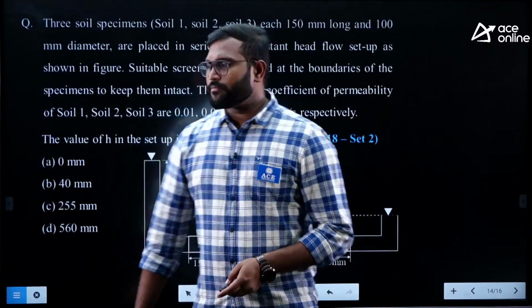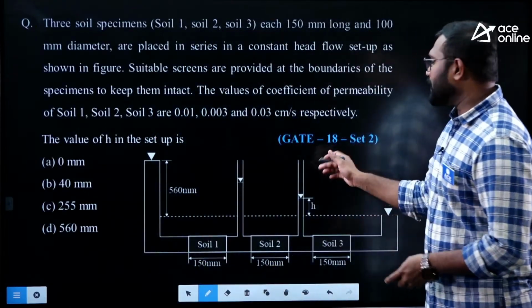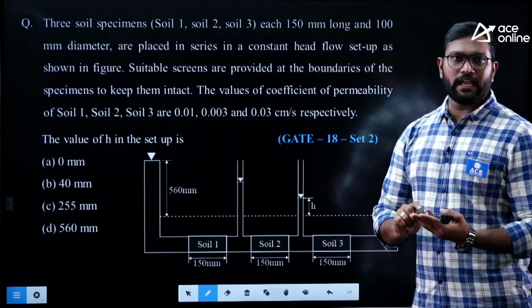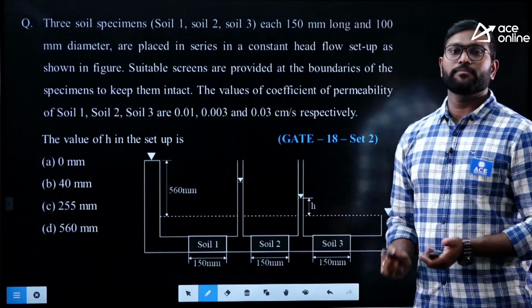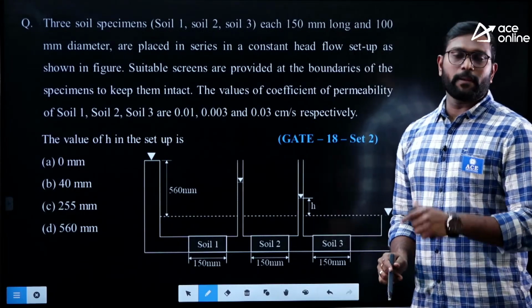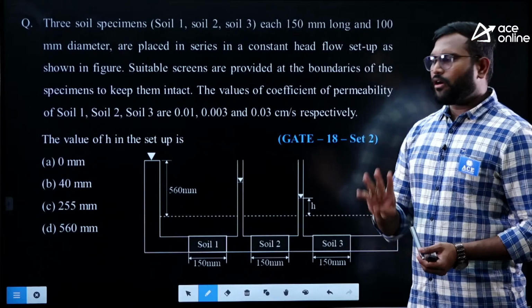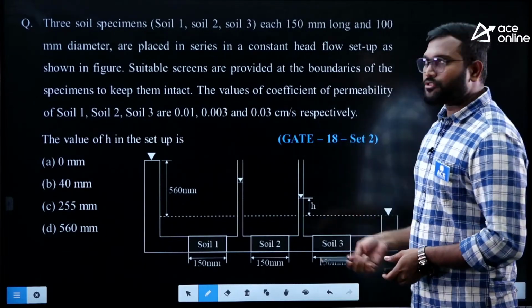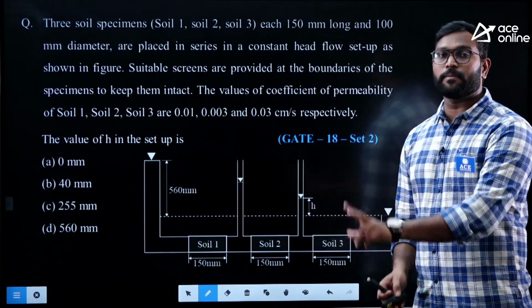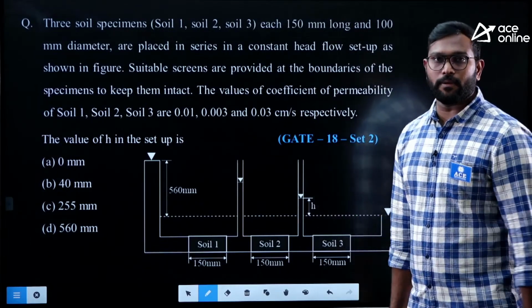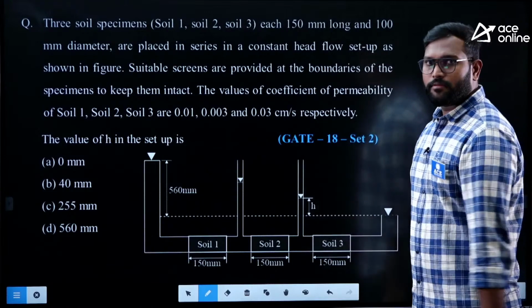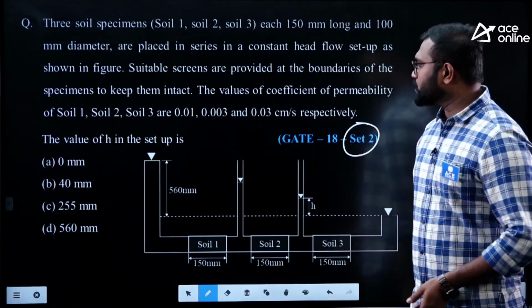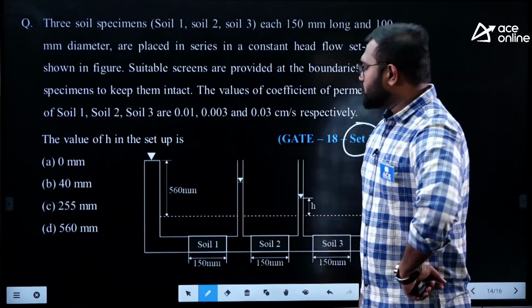So now this question was asked in GATE 2018, set 2. From 2015 onwards, 15, 16, 18, 19, 20, 21, in all these papers, out of 4 papers, a 2 marks question has come. And in GATE 2018, set 1 had a 2 marks question from permeability, and set 2 also from permeability. So I took this question. I am not talking about set 1, this is set 2. So let's see this question.